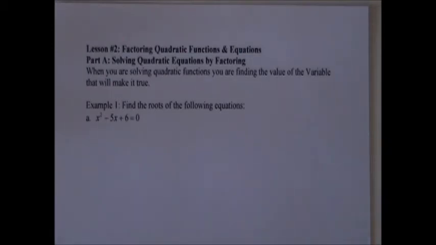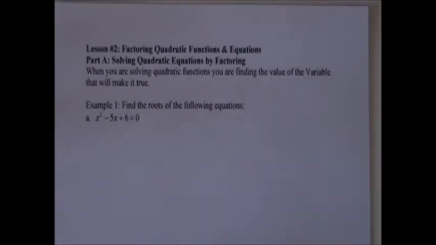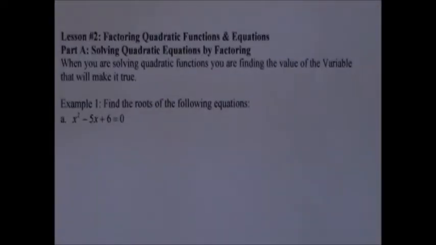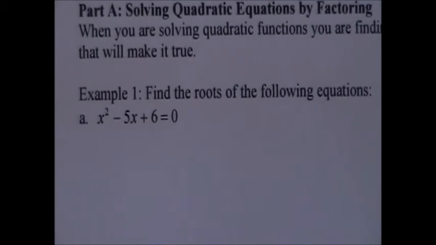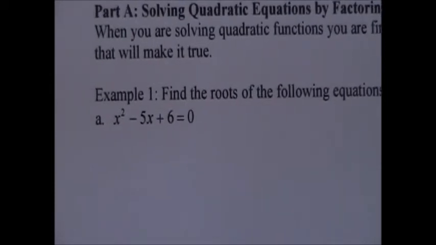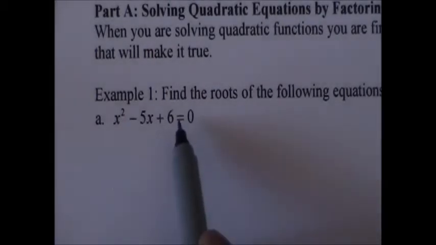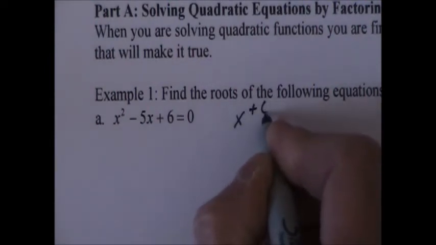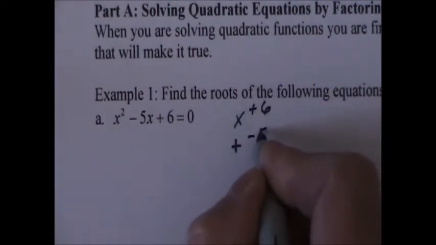First thing we need to do is have everything on one side, so that the equation is equal to 0. If we look at our equation, we will find that it is currently equal to 0. So we are good for that piece. The next thing we need to do now is to factor. We're looking at two numbers that will multiply to give me positive 6 and add to give me negative 5.